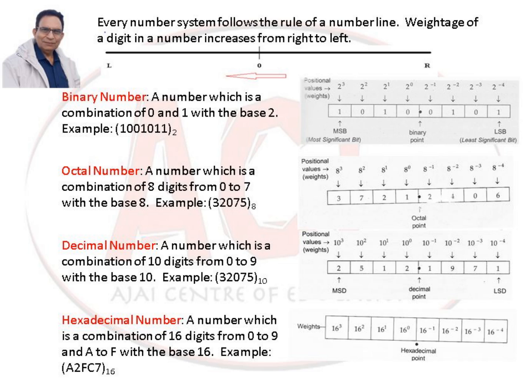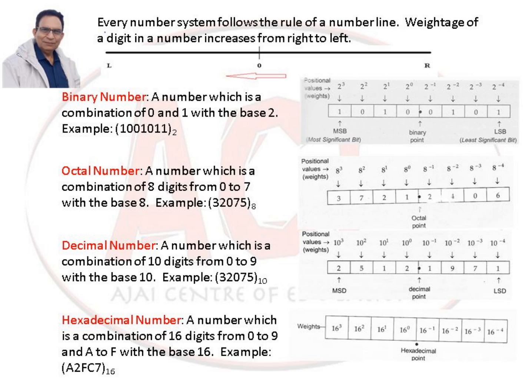Every number system follows the rule of a number line. Weightage of a digit in a number increases from right to left. This you can see in the given pictures for different number systems. Every system has the least significant bit towards the right-hand side and the most significant bit towards the left-hand side. It means the value of a digit in a number increases from right to left.